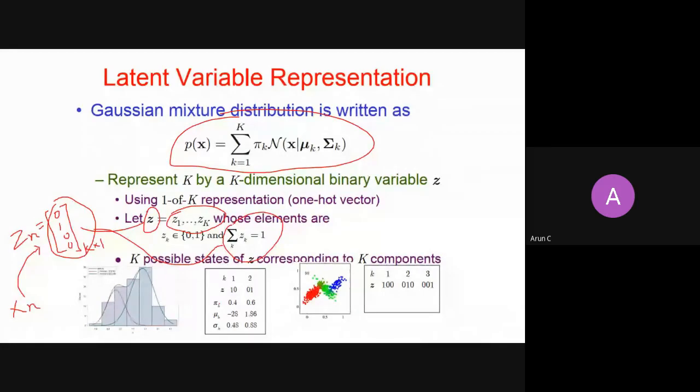Just to demonstrate, with two clusters this Z can have two values. If it belongs to cluster 1, it can be 10, and if your nth point belongs to the second cluster, it is 01. And it is the same if there are 3 clusters: it is 100, 010, 001. We have already said that.